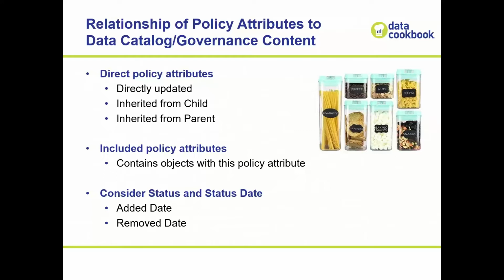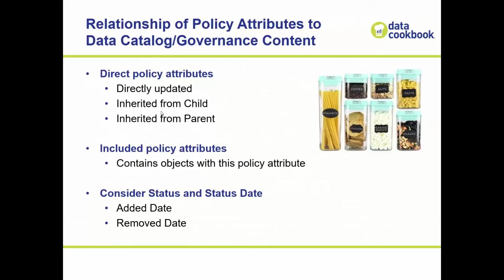You can take some of that content, and the privacy code is a good one to think of. You can directly tag a column on a table as being PII. You can directly tag a table in a database as PII. You can directly tag a data system as containing PII. You can tag a report, right? So that's directly updating that policy attribute on that item.